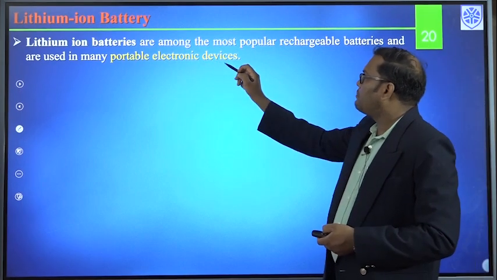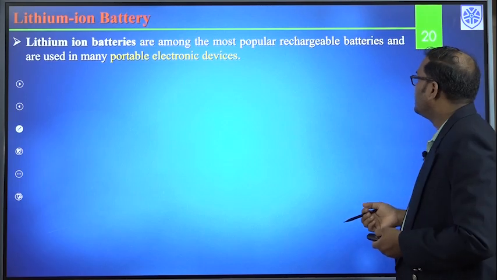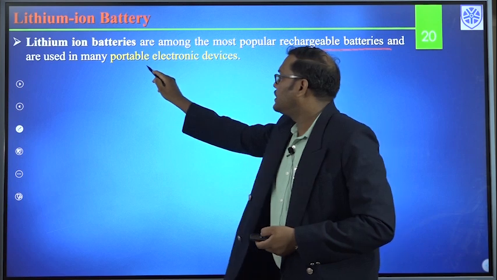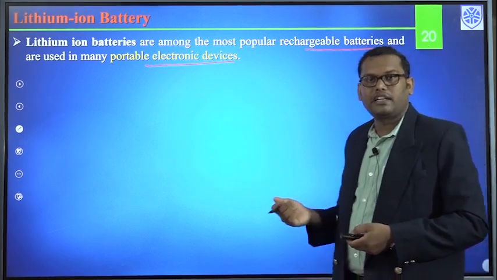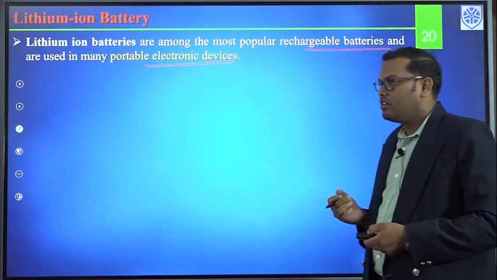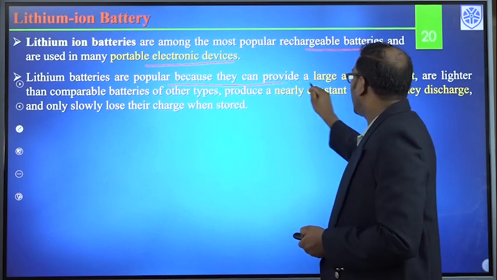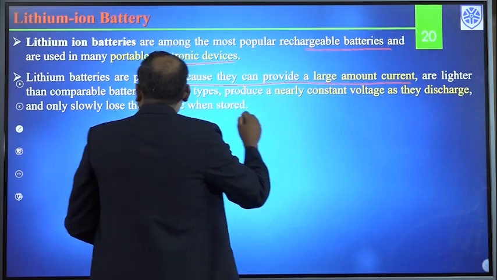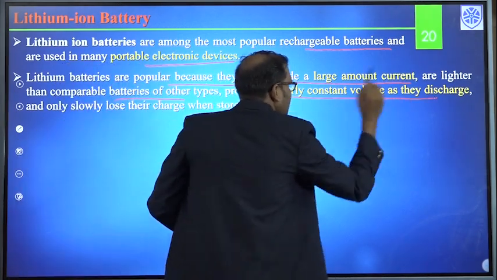Lithium-ion batteries are the most popular rechargeable batteries nowadays. One reason is that they are very light, because lithium is the lightest metal in the periodic table. They are also popular because they can provide a large amount of current, are lighter than comparable batteries, and have nearly constant voltage.